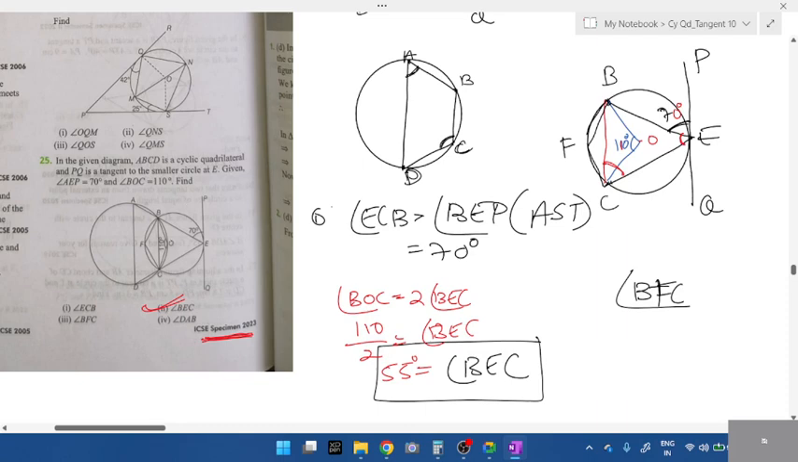See, without that, it's not possible. If they're given O center, 110, how can we make use of this 110? No, it's not the center. They haven't given. But they should have given O as the center. Good question. Only if O is center, that becomes center, equal to twice circumference.